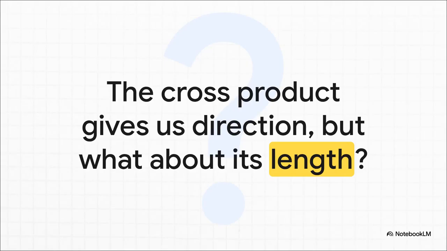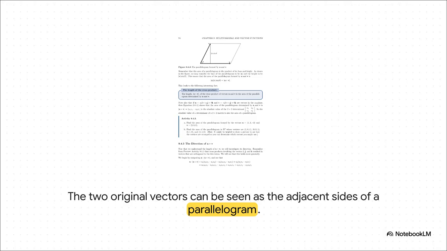Well, it turns out that this length isn't just some random number that pops out of the calculation. It actually encodes some incredibly useful geometric information about the two vectors we started with, and it reveals a really surprising connection. Okay, so let's picture our two original vectors again, u and v. Now, what if we imagine they're the adjacent sides of a shape, and we just complete the figure?